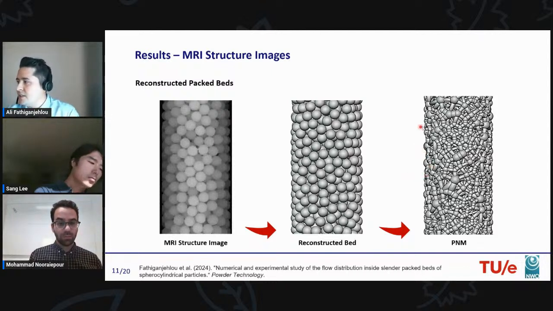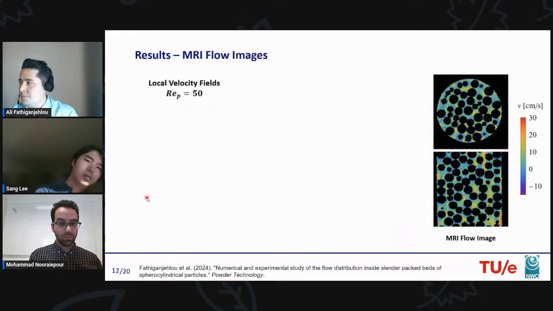And hydrodynamic analysis is performed on these PNMs. So in order to compare the results from PNM to the ones from MRI, from a specified volume of the packed bed, we obtained the flow images. Here you can see a schematic of the MRI flow image. The top part shows the velocity distribution in a cross-sectional slice perpendicular to the main flow direction, and the bottom part shows the velocity distribution from the side view of the column.